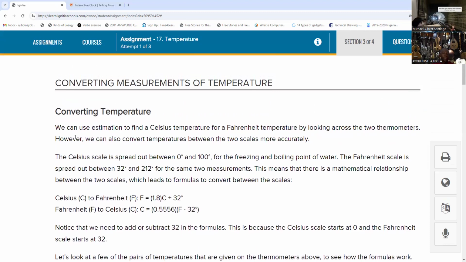Converting temperature. We can use estimation to find a Celsius temperature for a Fahrenheit temperature by looking across the two thermometers. However, we can also convert temperature between two scales more accurately. The Celsius scale is spread out from 0 to 100 for the freezing and the boiling point of water. So the Fahrenheit scale is spread out between 32 and 212 for the same measurement.